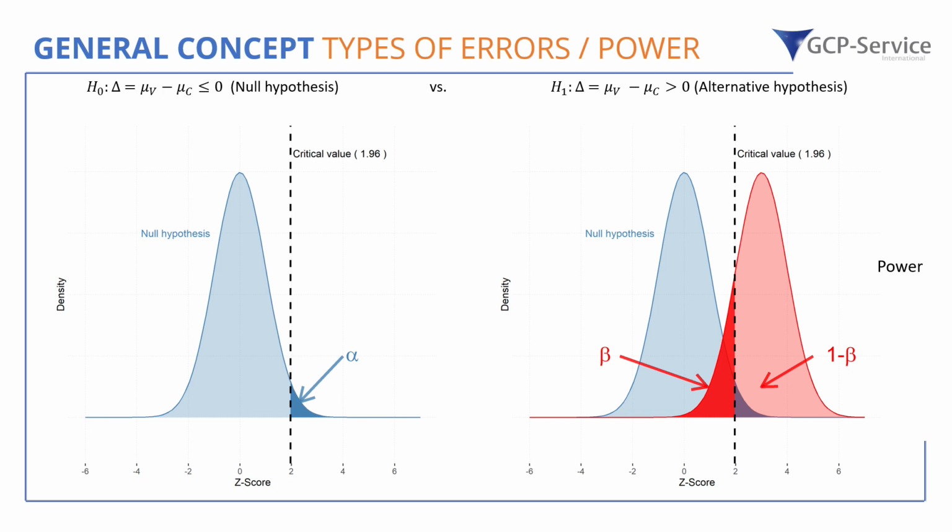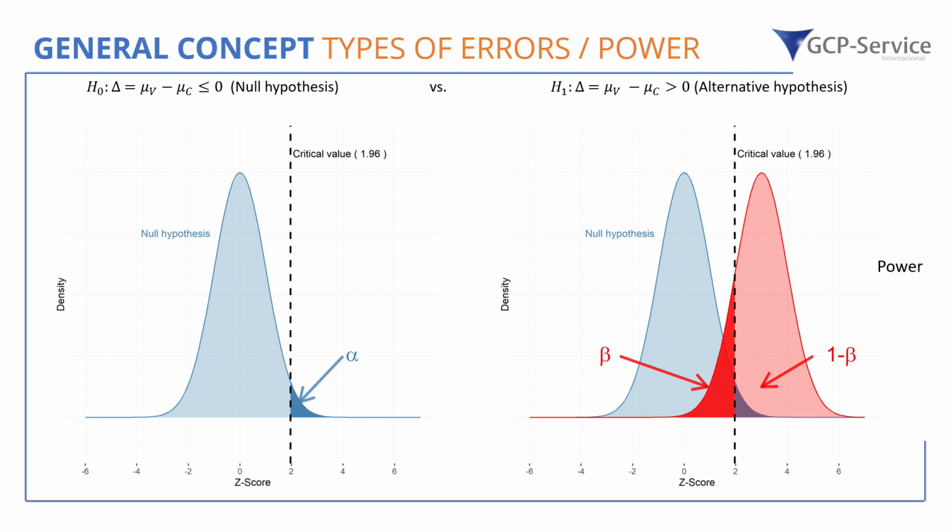And if we would observe a treatment effect from the dark red zone, lower than the critical value, we would not reject the null hypothesis, because we would say that it is in accordance with our null hypothesis. But in reality, the treatment effect would come from the alternative. And therefore, this dark red area here represents the type 2 error. And what we have left is the light red area. And this light red area reflects the power in this scenario.